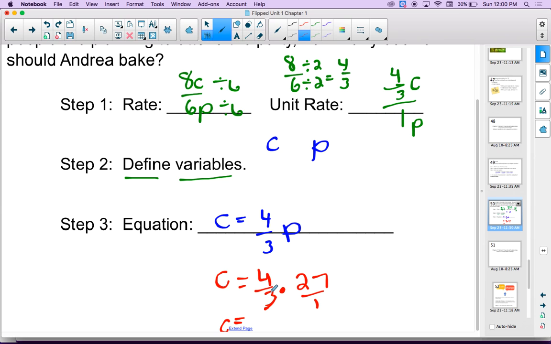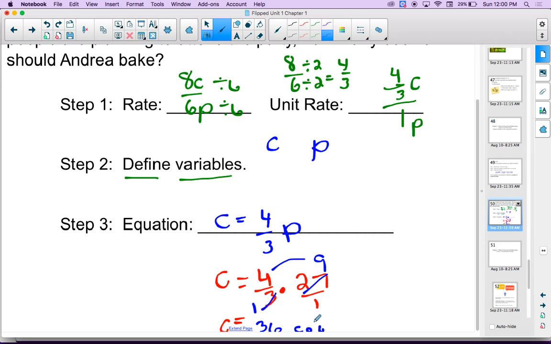We can simplify here. We can divide a 3. 3 divided by 3 is 1. 27 divided by 3 is 9. And then we can do our multiplication. 4 times 9 is 36. 1 times 1 is 1. So that tells us that she would need to make 36 cookies.